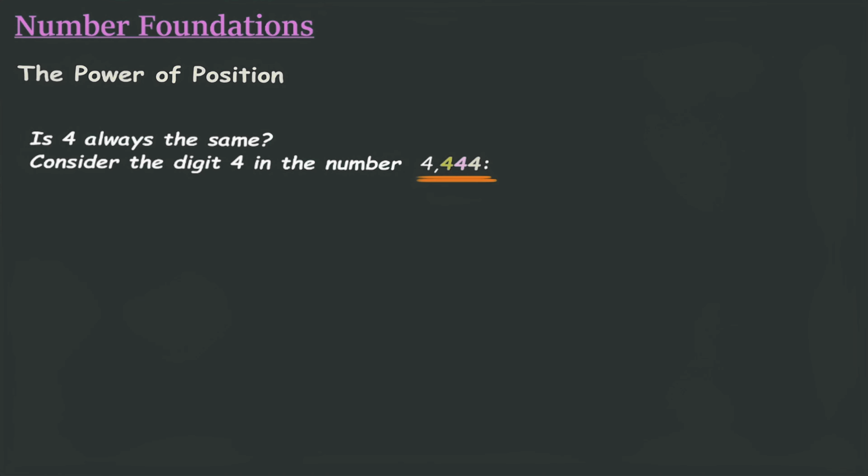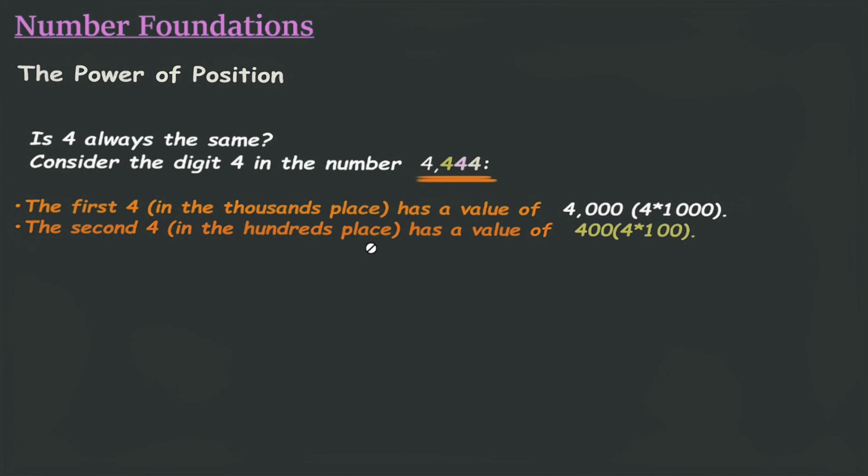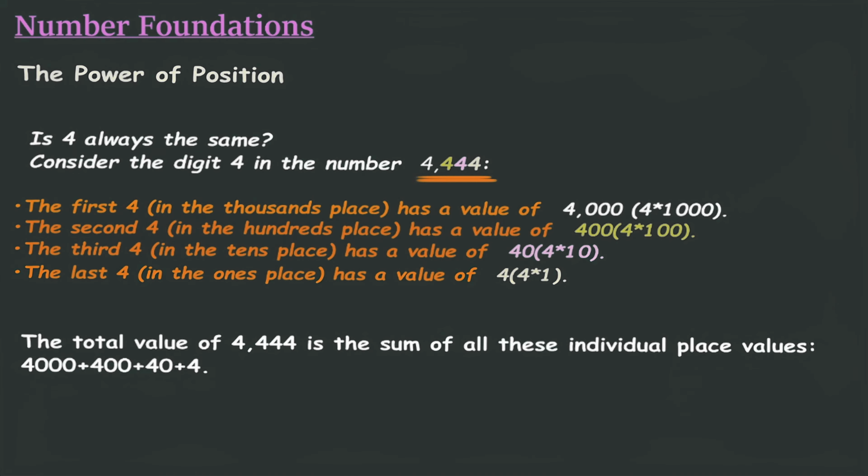In the number below, 4,444, the first 4 standing tall in the thousands place isn't just a 4, it has a value of 4,000. The second 4 in the hundreds place drops in value to 400. Moving right, the third 4 is in the tens place, giving it a value of 40. And finally, the last 4 in the ones place is simply 4. When we add these individual place values together, we get the total value of 4,444. This is the essence of our number system. The digit tells you the what, but the position tells you how much.